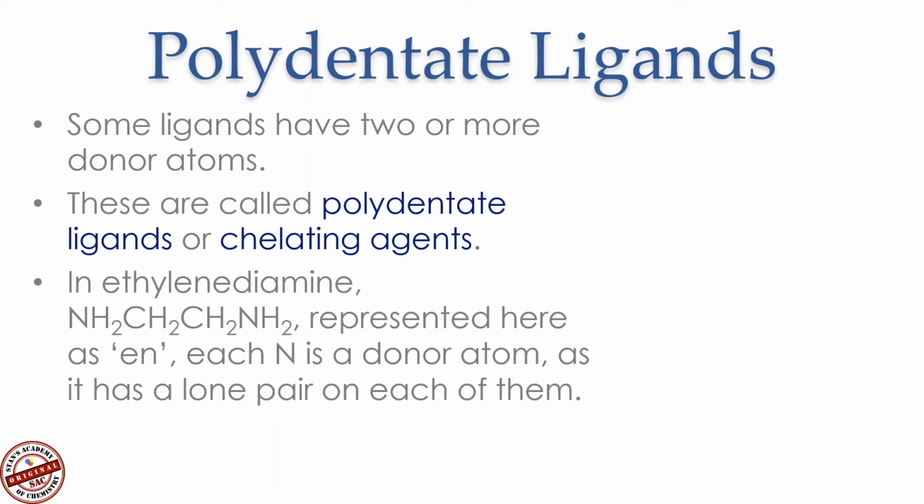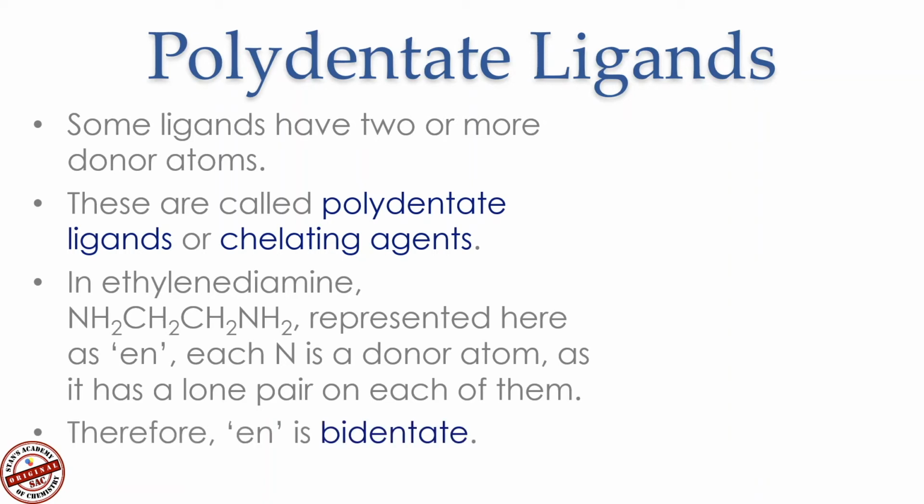Ethylene diamine, the name is pretty long. So in order to write it within a coordination sphere, we use it as en. The short form for representing the ethylene diamine is en within a bracket. So we normally don't write ethylene diamine, we merely write en within the coordination sphere to illustrate this polydentate or bidentate ligand.